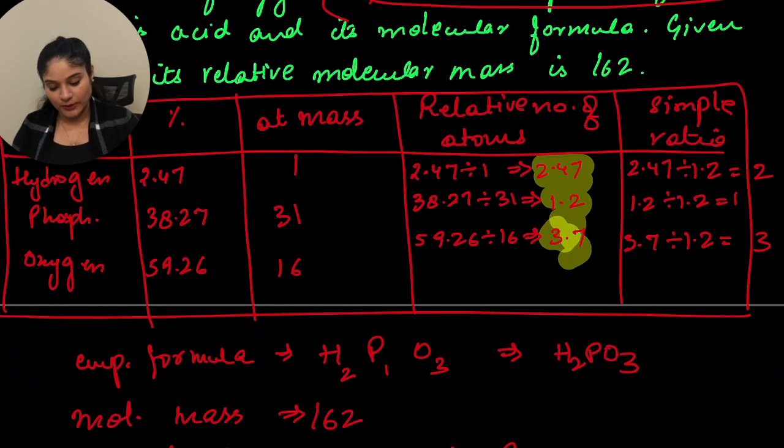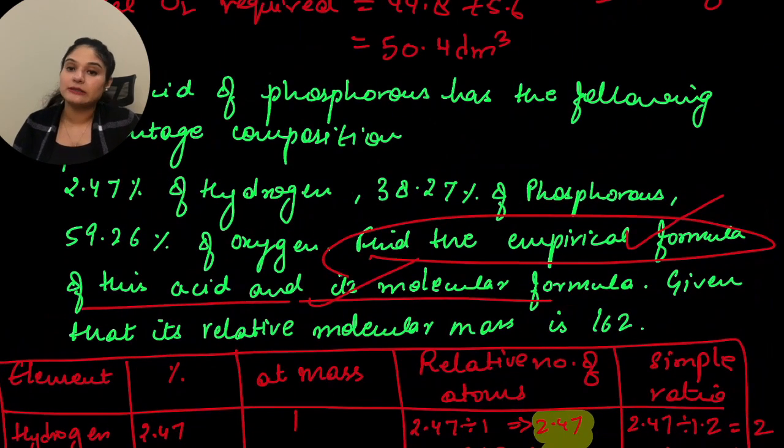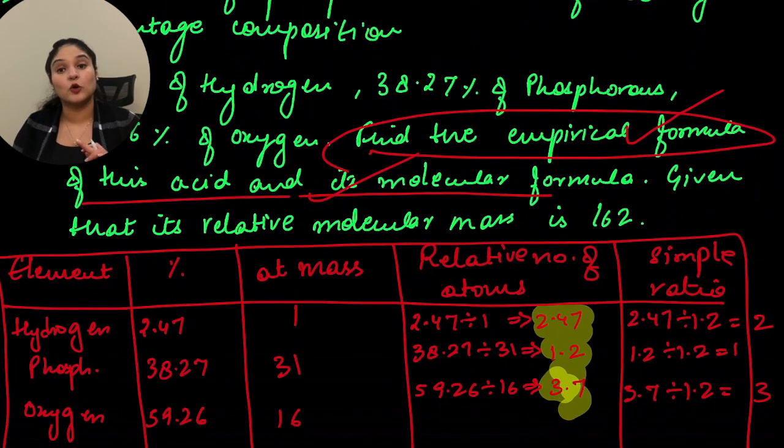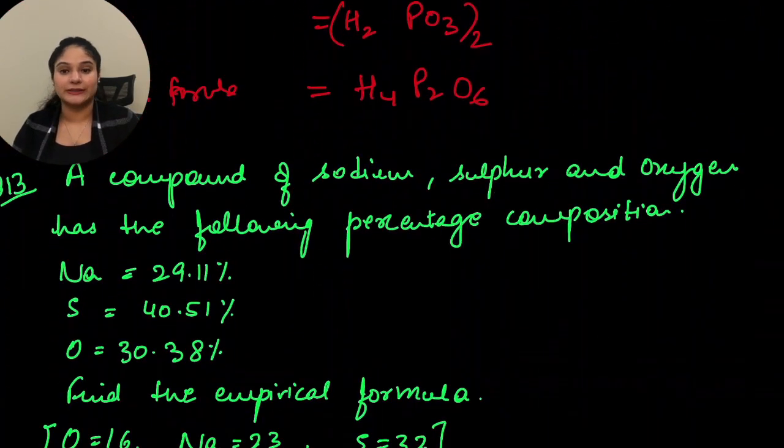Let's come back to the question. So they asked you the empirical formula, that's done. Molecular formula, that's done. So everything in the question is answered. Always make sure that after answering and solving a numerical, go back to your question and check if you have successfully answered all the parts or if there is something missing out. So let's quickly move to the next question, question number 13.